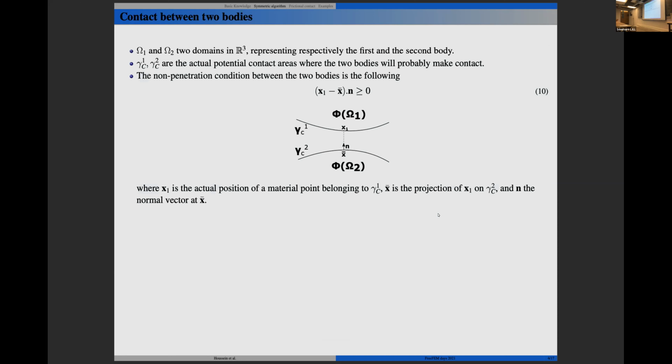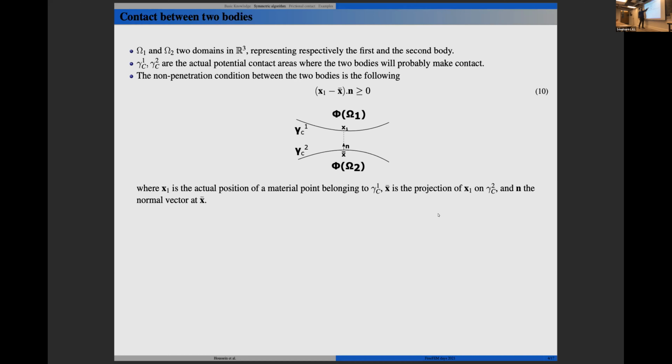Now I will talk about the contact between two bodies, and I will explain why an asymmetric formulation is necessary. Here we take two bodies, omega 1 and omega 2. Phi omega 1 is the body in its actual configuration. Here we can describe the non-penetration between the first body and the second body, with respect to the first body. Therefore, we take a point x1 and its projection x bar on the second body, and x1 minus x bar scalar n must always be greater than or equal to 0.